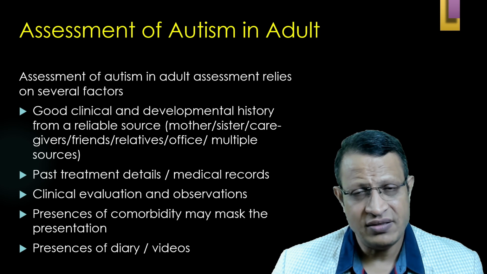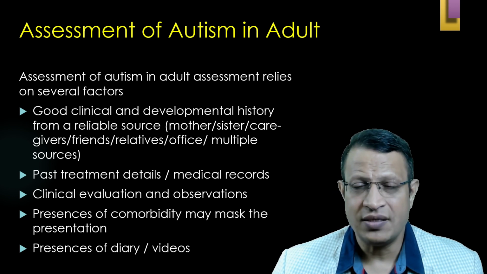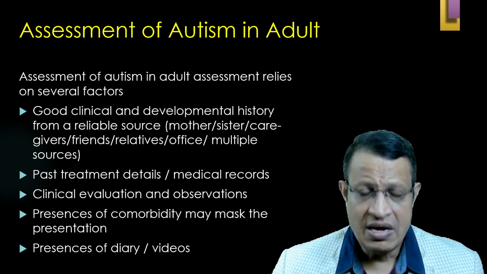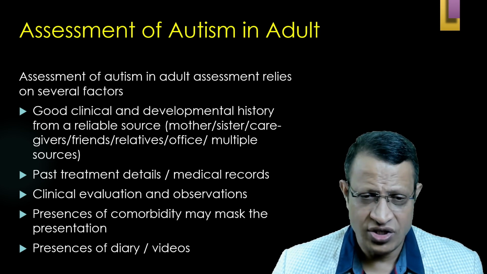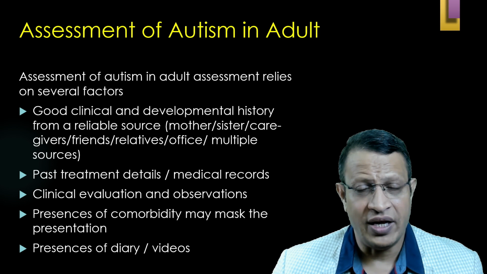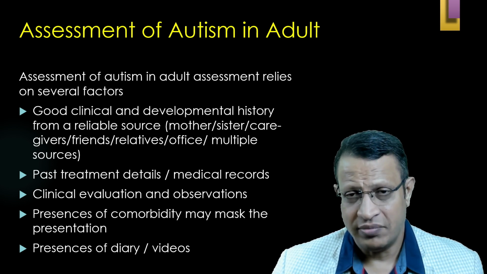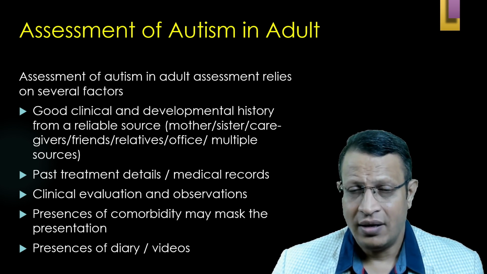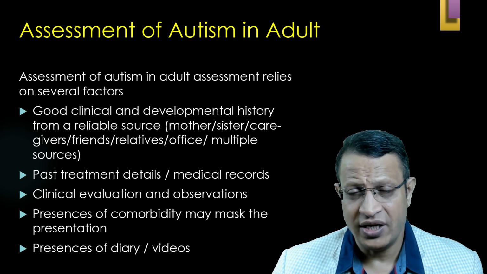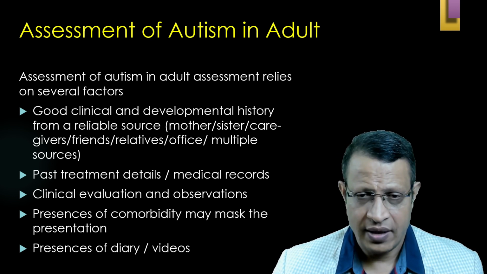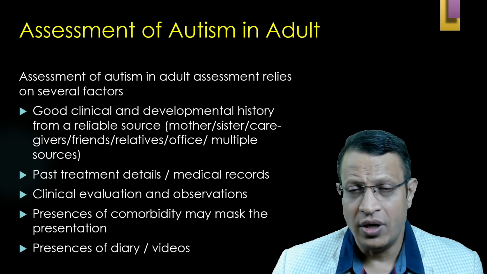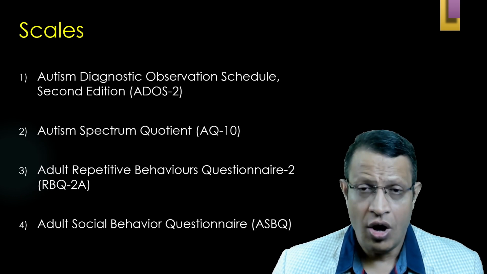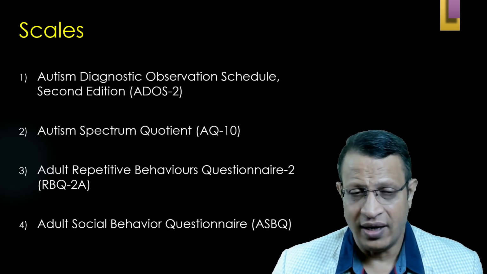Past treatment details and medical records, if they are accessible, please go through them. Clinical evaluation and observation of the person with autism is very essential. Presence of comorbidity may mask the autism. Hence, we need to treat the reason for presentation aggressively. If there are diaries or videos taken in childhood, they need to be observed to make a diagnosis of autism in childhood, although the person has presented in adulthood.